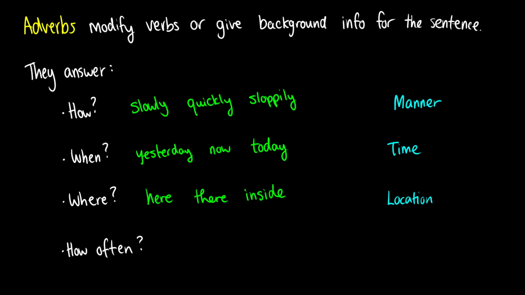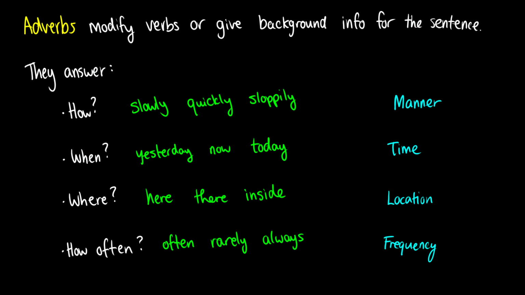The last adverb type is the adverb that answers the question, how often? And these are called adverbs of frequency. So the word how often has an adverb in it, actually. Often, so I do it often. Or you might have an adverb like rarely. I rarely do it. Or I always do it. So do you drink water? I always drink water. So we have these four different types of adverbs.